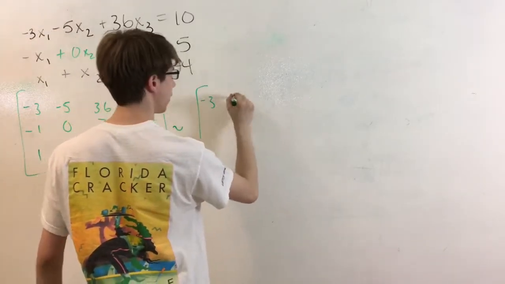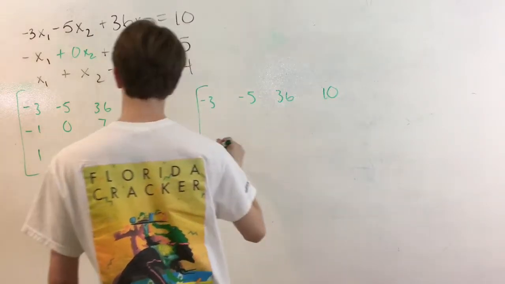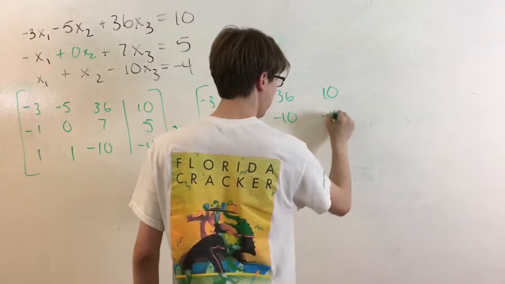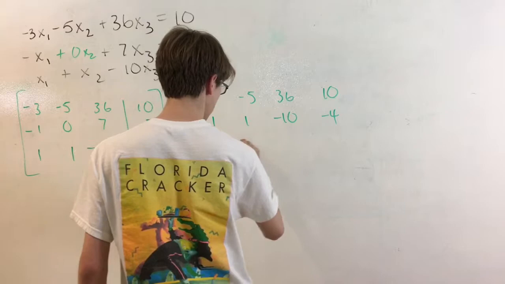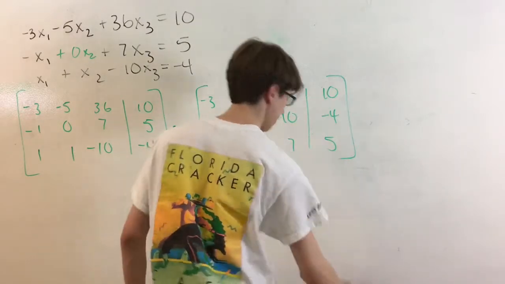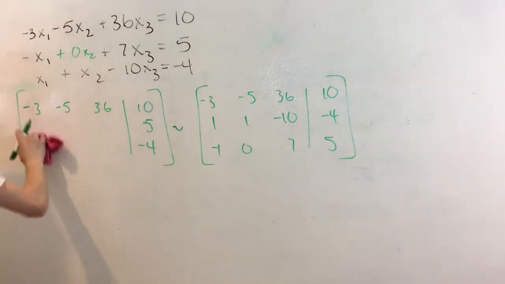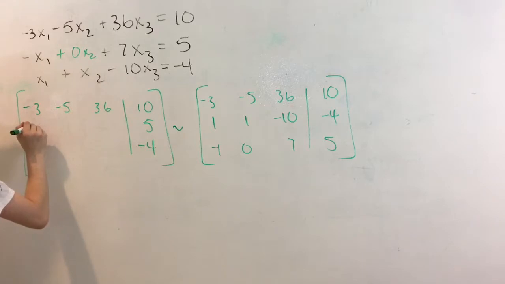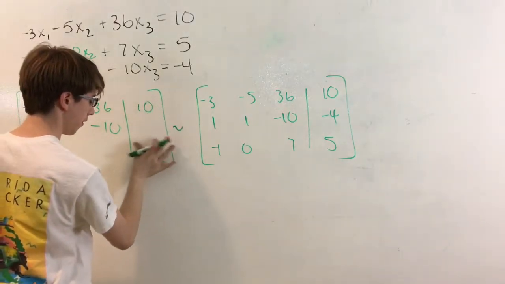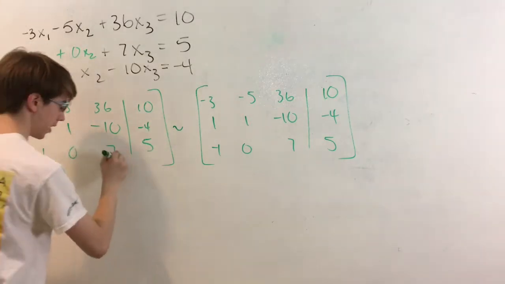So -3, -5, 36, 10, and then 1, 1, -10, -4, and -1, 0, 7, and 5. And let's move that over here. We end up with 1, 1, -10, -4, 5, -1, 0, and 7.